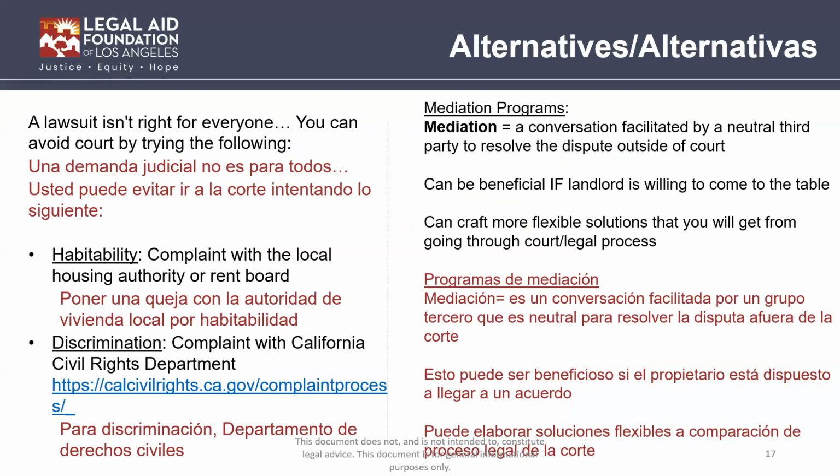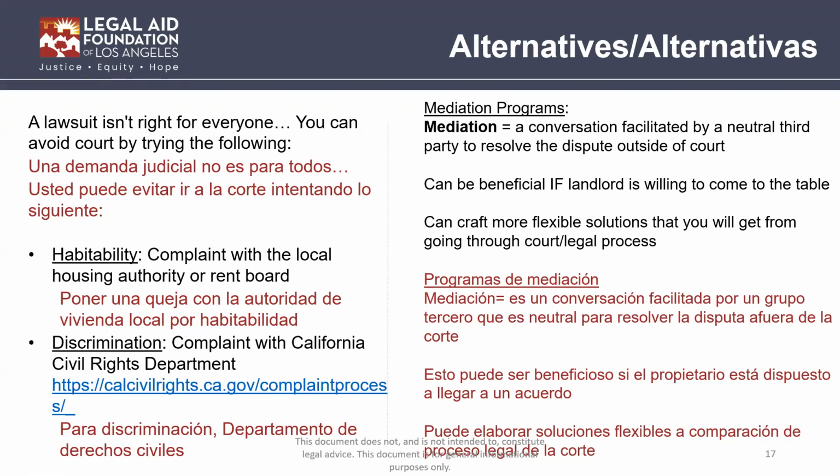Before I get too deep into the legal process, I first want to preface this by saying that a lawsuit isn't right for everyone, and there are some things you can do to try to avoid going to court. As I've already mentioned, for habitability issues, you can start by filing a complaint with the local housing authority or rent board. And if you feel as though you're being discriminated against, you may first want to try filing a complaint with the California Civil Rights Department. And the link to their complaint process page and to start an online complaint is here at calcivilrights.ca.gov.